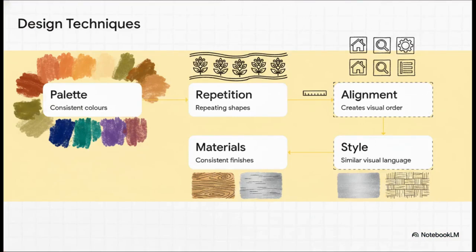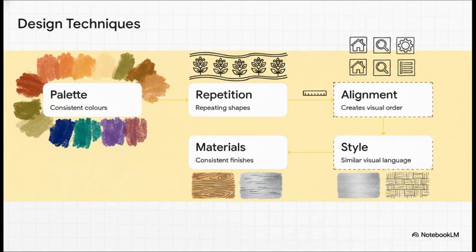So how do we actually pull this off? Well, designers rely on a very intentional toolkit to build this connection. Here are 5 actionable steps, the literal building blocks of harmony. First up, a consistent color palette. Using a related set of colors, like warm earth tones or vibrant jewel tones, instantly creates a visual link across a screen or a room.